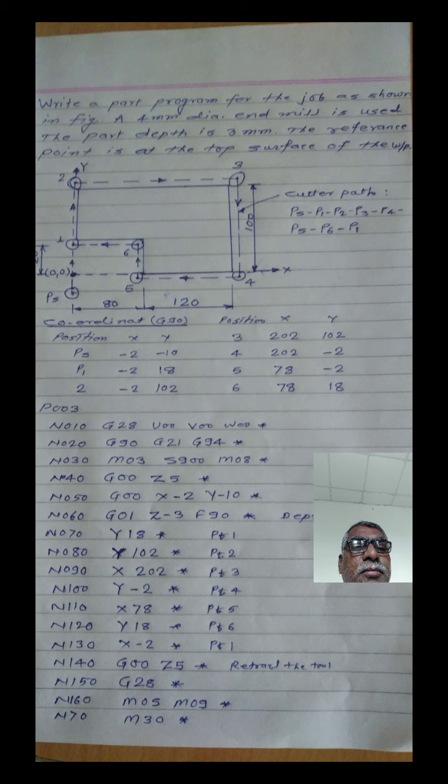Then after locating the workpiece 0, you have to find out the cutter path or tool path according to the profile. Is it clear? As shown in the figure, the small circles show the diameter of the cutter. The circle shows the diameter of the cutter, that is end mill cutter. It is having 4 mm diameter.